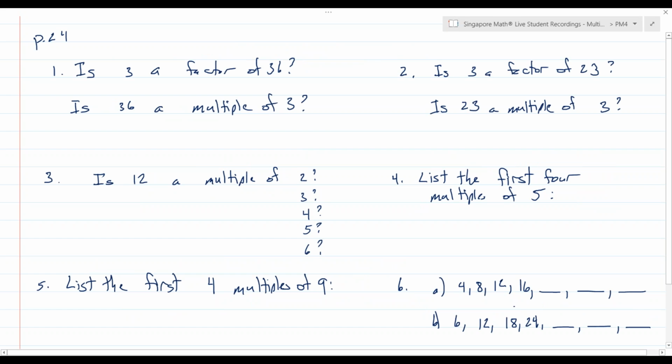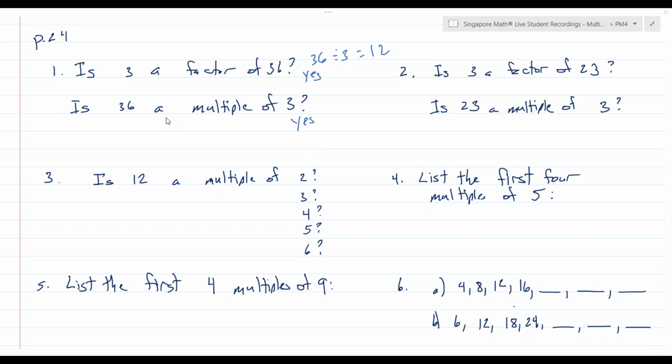So look on page 24. It asks some questions. Is 3 a factor of 36? And you could say to yourself, well, 36 divided by 3, I could do that. 3 tens divided by 3 is 1 ten. 6 ones divided by 3 is 2 ones. So yes, 3 is a factor of 36. Is 36 a multiple of 3? Yes. If 3 is a factor of 36, then it's true that 36 is a multiple of 3.